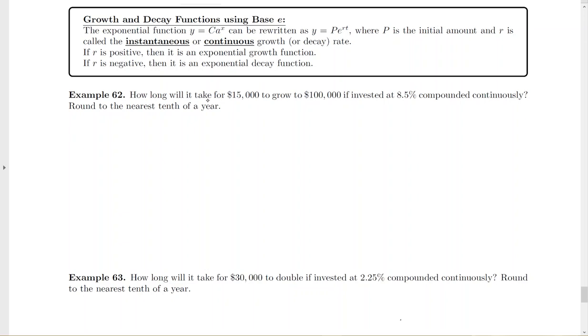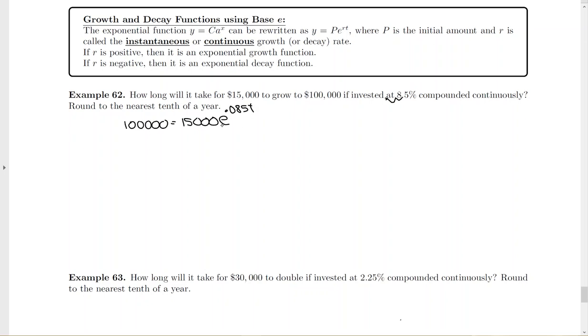So for this problem, how long will it take? That's the t that we're looking for. $15,000, so that's our P, to grow to $100,000. So that's the output that we want: 100,000 equals 15,000 e. The rate, move the decimal over 2 places to the right, 0.085t. And now solve the exponential for t.